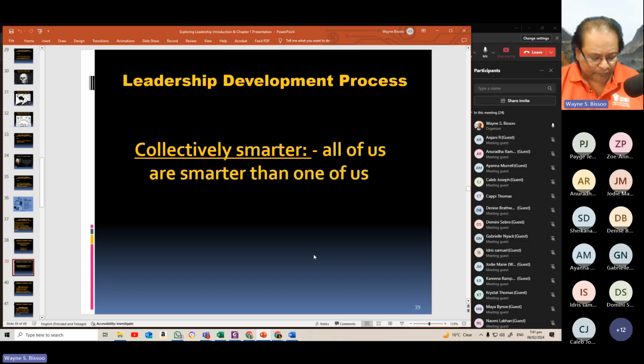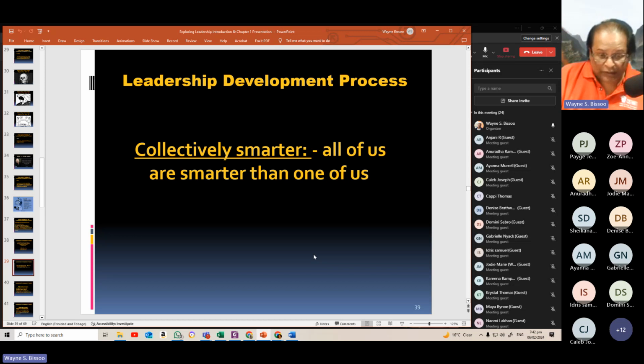Unfortunately, being collectively smarter requires a lot more work. It requires a lot more effort because it takes time to bring all of those concepts and ideas together to help to develop one relationship or one solution that encompasses everybody's input.